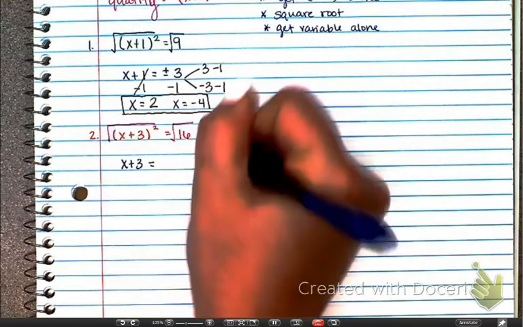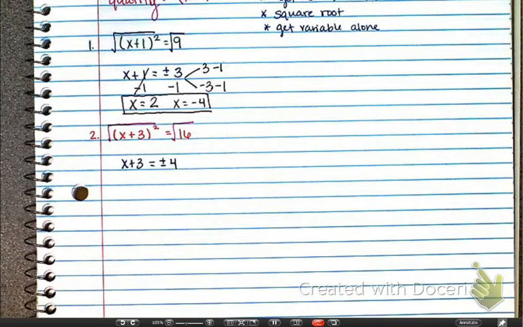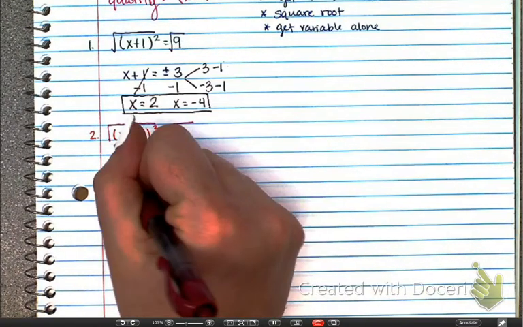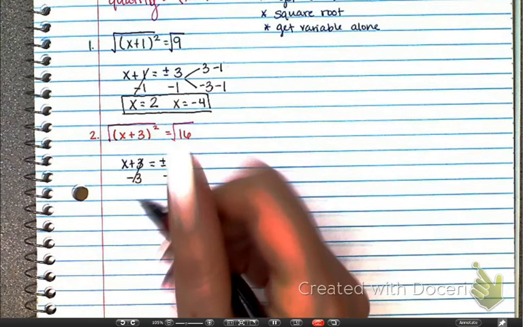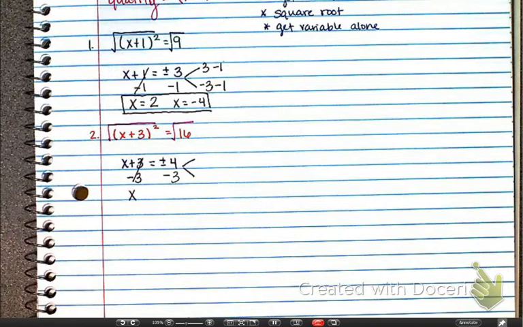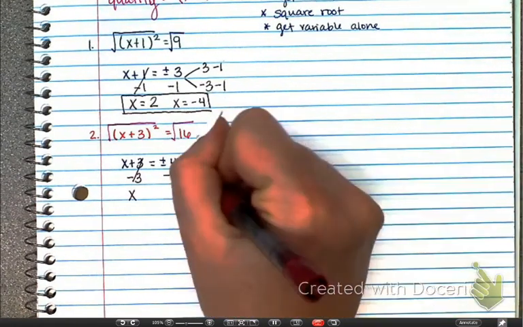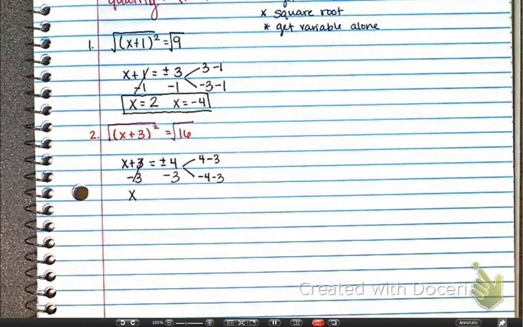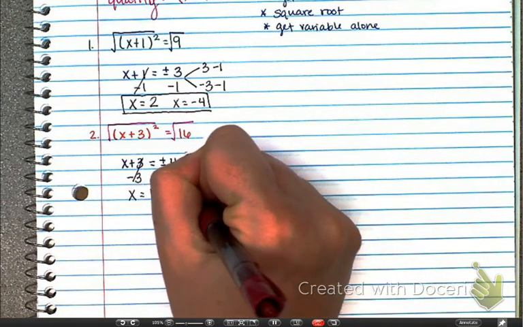And what's the square root of 16? Plus or minus 4. Then we're going to subtract 3 from both sides to get x by itself. And here we have 2 answers. We have a positive 4 minus 3, and we have a negative 4 minus 3. 4 minus 3 is 1, and negative 4 minus 3 is negative 7.